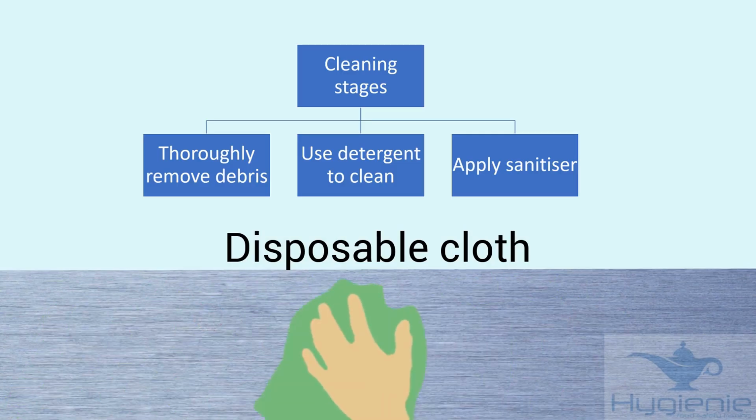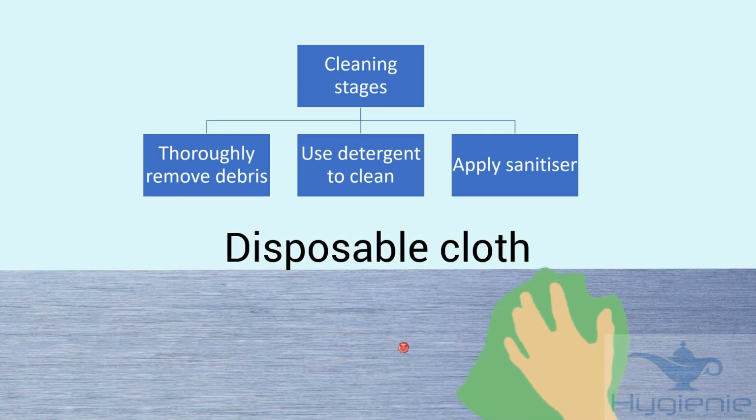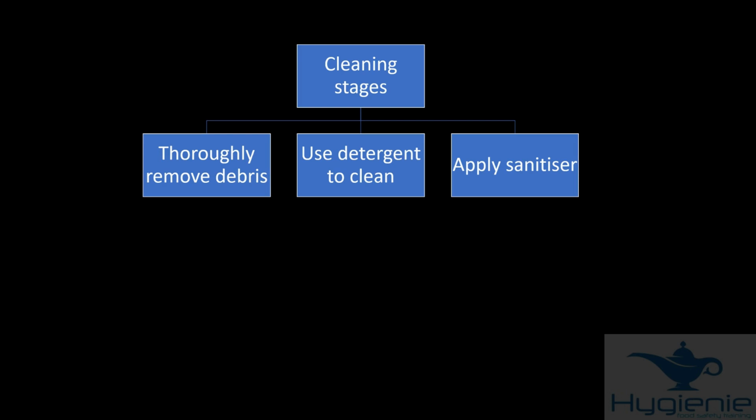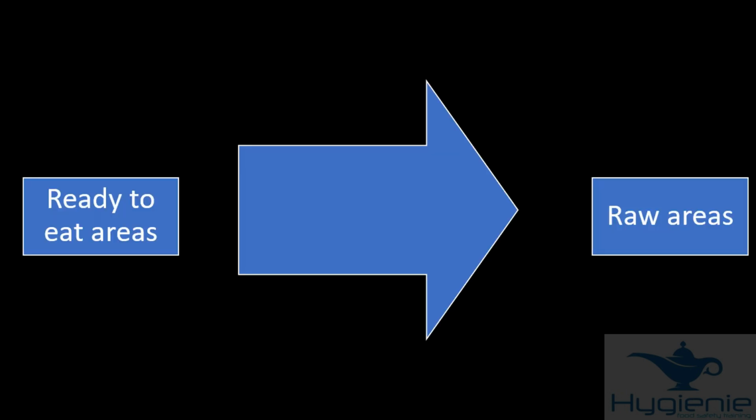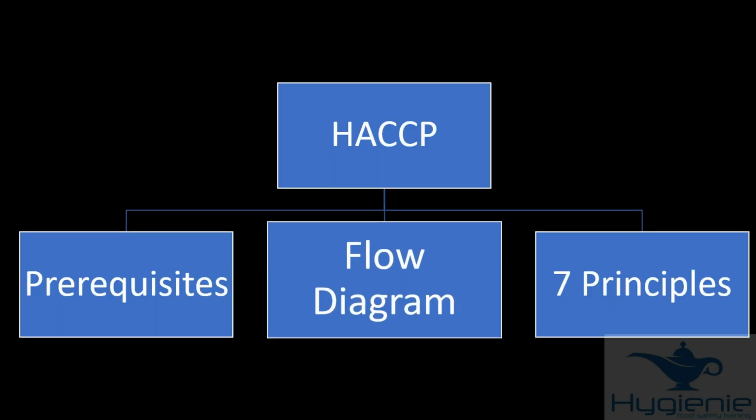Dirty surfaces will require several stages of cleaning. First, remove the debris, then use detergent to thoroughly clean down the surface, and finally apply a sanitizer or disinfectant using the correct contact time. Try to clean ready-to-eat areas first before moving to raw areas to avoid cross-contamination. That completes our look at prerequisites.